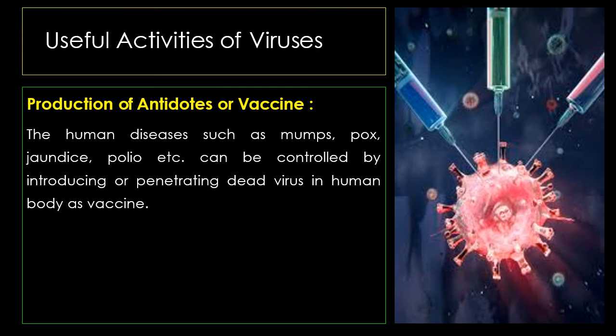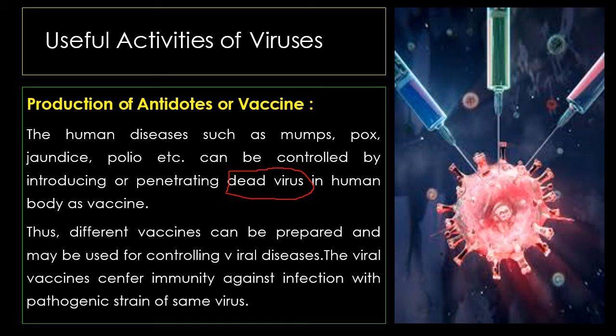Human diseases such as mumps, pox, jaundice, and polio can be controlled by introducing or penetrating dead virus. This particular word is important, that is, dead virus. This dead virus in the human body acts as a vaccine, that means काट्याने काटा काढणे. Thus different vaccines can be prepared and used for controlling viral diseases. The viral vaccine centers human immunity against infection with a pathogenic strain of the same virus.